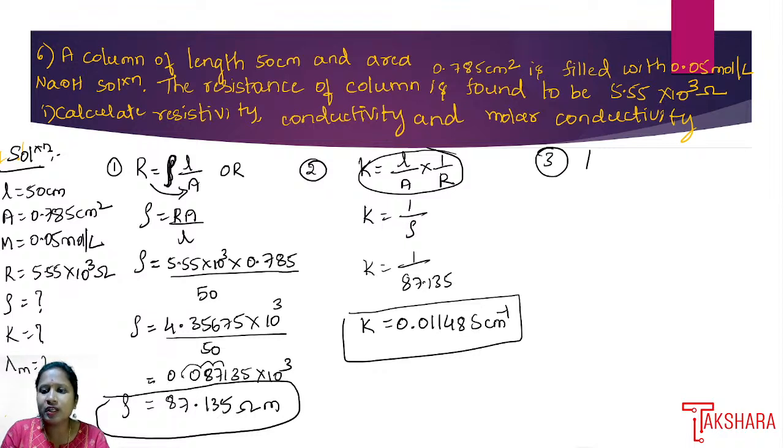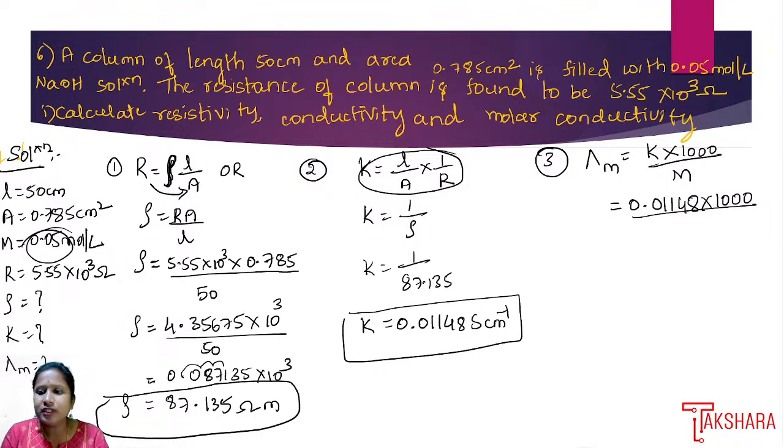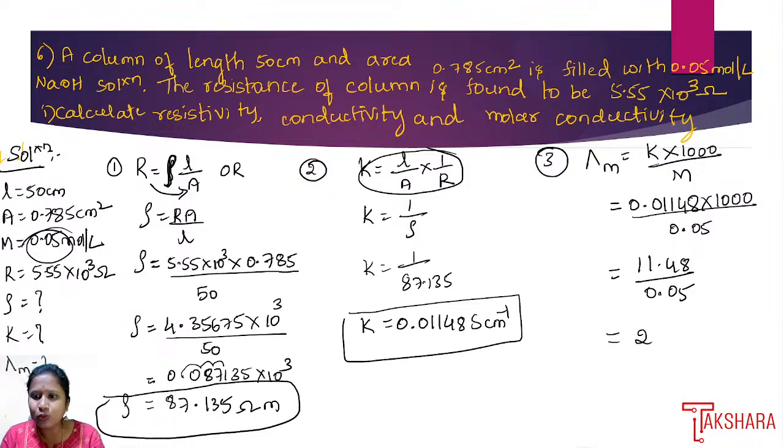Then the third part is to find the molar conductivity. The formula is lambda m = K × 1000 / M. K we got as 0.01148, multiplied by 1000, divided by the molarity, which is given as 0.05. So in the numerator we get 11.48, divided by 0.05, and the answer is 229.6. So the molar conductivity lambda m is 229.6. The unit is Siemens centimeter square per mole.